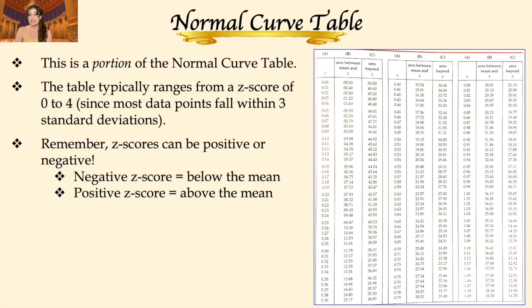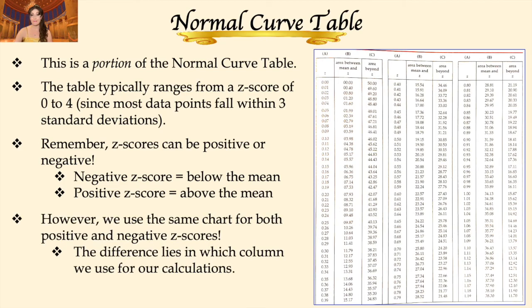However, given the fact that z-scores can be positive or negative, it's important to remember that the chart will only show you positive values. If you are looking up a z-score that is 3 standard deviations below the mean, it is our responsibility as researchers to give it a negative sign so that when we plug it into the formula for calculations, we are in fact considering the negative z-score and not the positive one. A negative z-score is indicated if it is below the mean, and a positive z-score is indicated if it is above the mean. So we use the same chart for both positive and negative z-scores. The difference lies in which column we're going to use for our calculations.